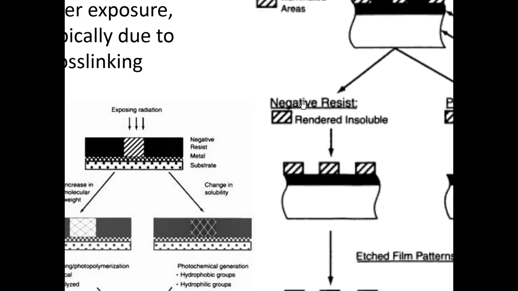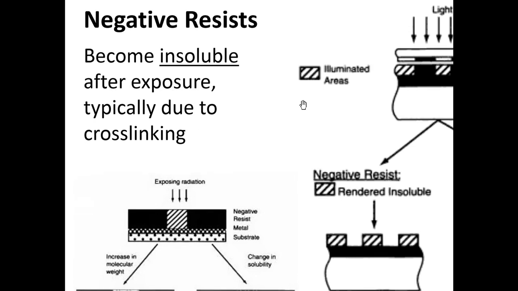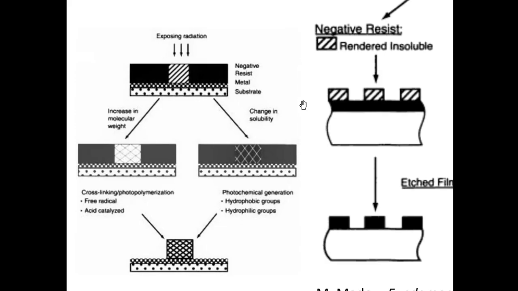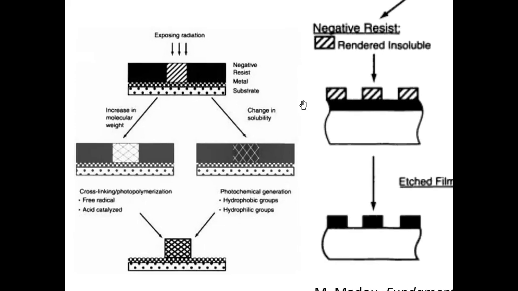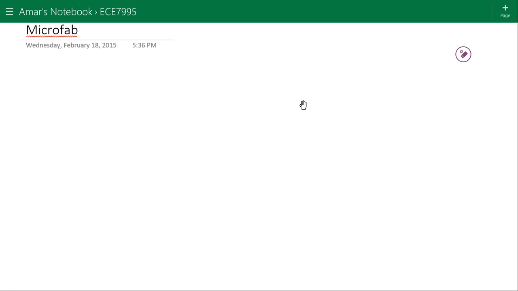So let's look at the negative resist. Again, the negative resist becomes insoluble after exposure, typically due to something called cross-linking. Cross-linking is, for those of you from a chemical engineering background, you know this, but a lot of polymers... let me just make a really rough sketch of what cross-linking is, because this is important for other things too.